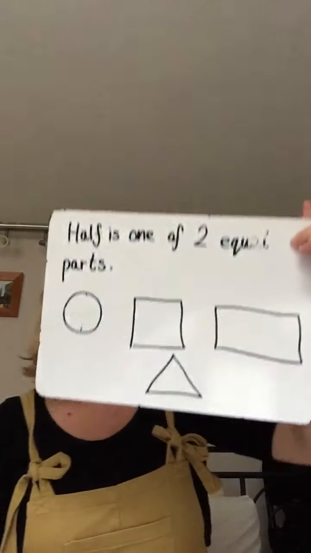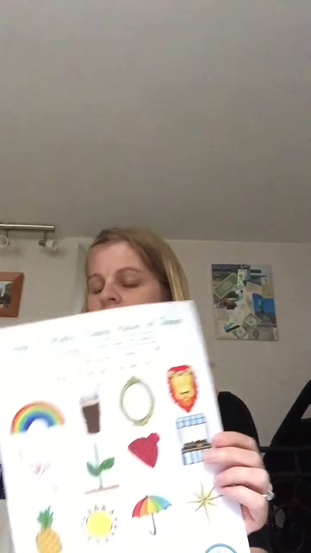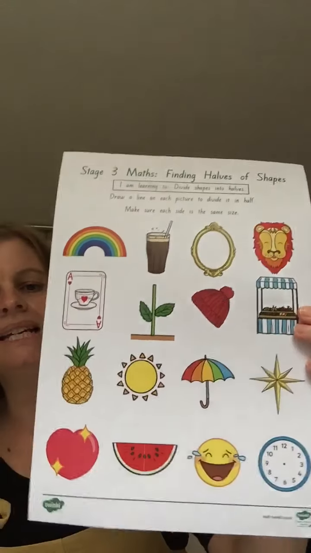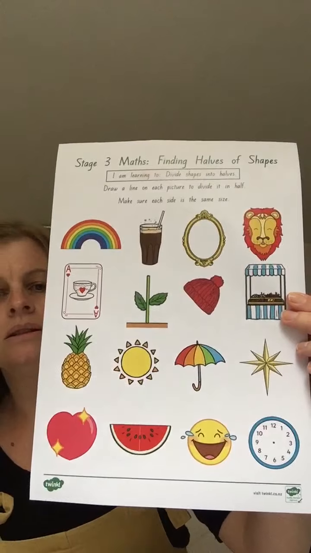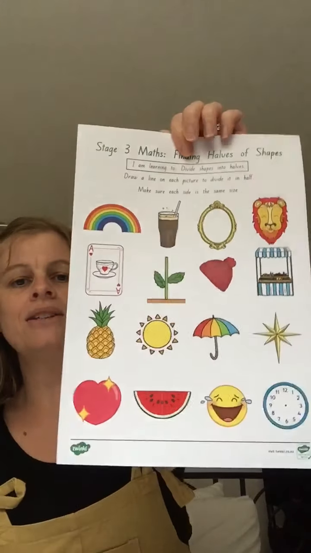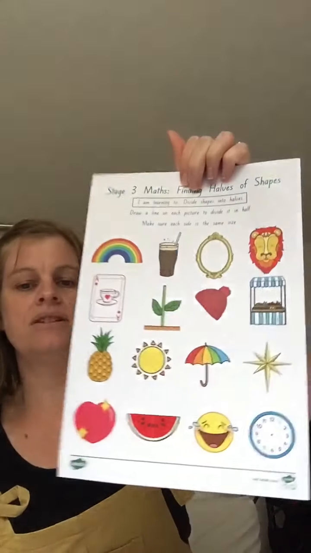When you've done that, Year 1 children, if you can do this, this is just a sort of an extra bit that you could do. If you've got a printer, you can print it off and do it. So you've got a sheet like this. What I want you to have a go at doing, it says here, I am learning to divide shapes into halves. Draw a line on each picture to divide it in half.